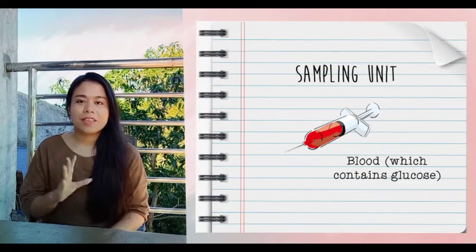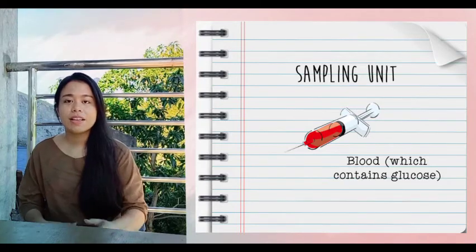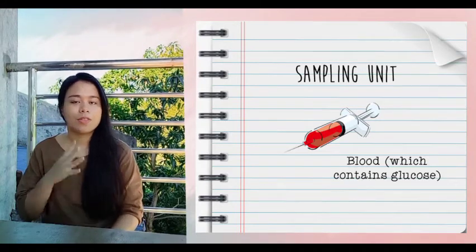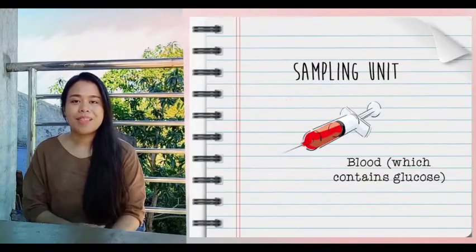While ang sampling unit, since ang sampling unit is a portion sa experimental unit, meaning, ang sampling unit nato is something nga part lang gihapon sa albino mice. So, in this experiment, our sampling unit is the blood which contains glucose para matest ang glucose levels. So, atong experimental unit, albino mice, sampling unit, blood.